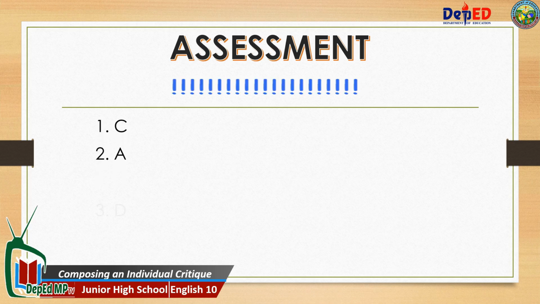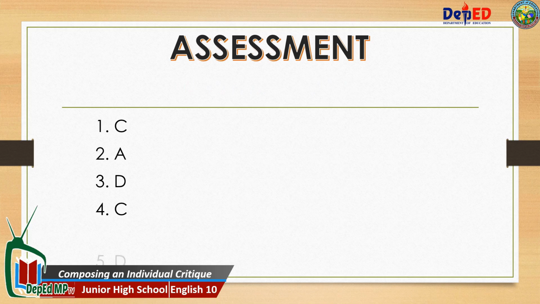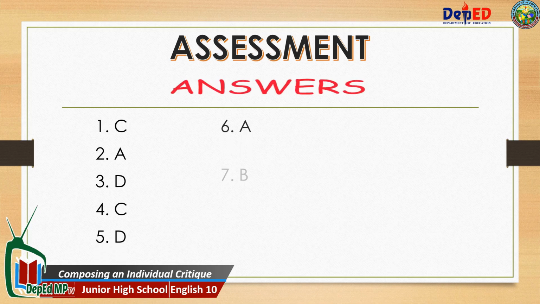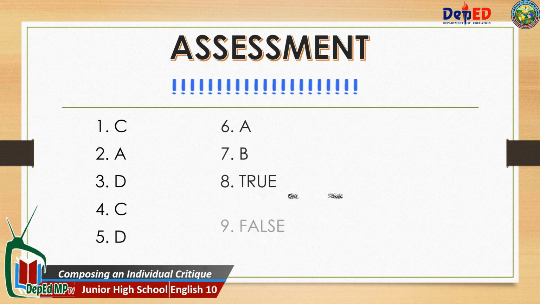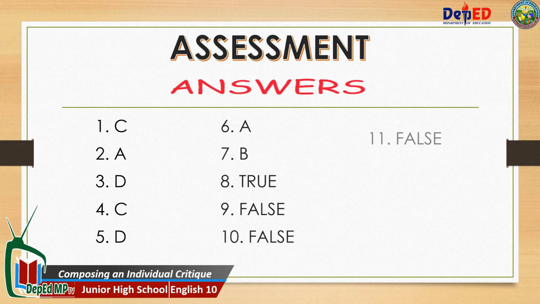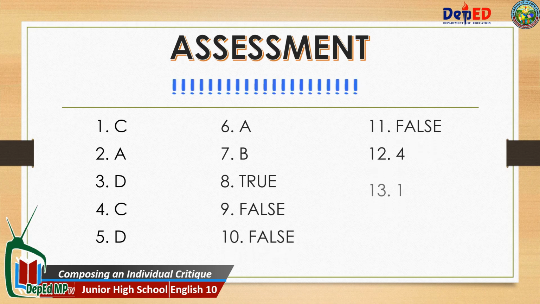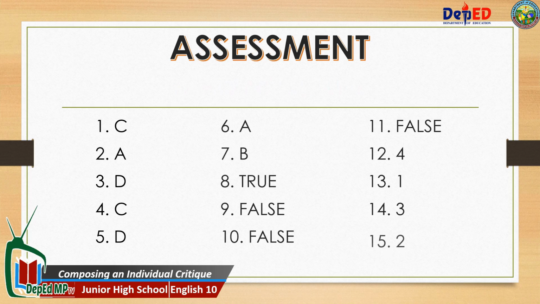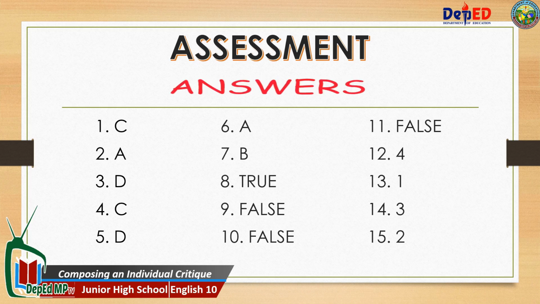Number 1, C. Number 2, A. Number 3, D. Number 4, C. Number 5, D. Number 6, A. Number 7, B. Number 8, true. Number 9, false. Number 10, false. Number 11, false. Number 12, 4. Number 13, 1. Number 14, 3. And number 15, 2. Write your score. How did you do?